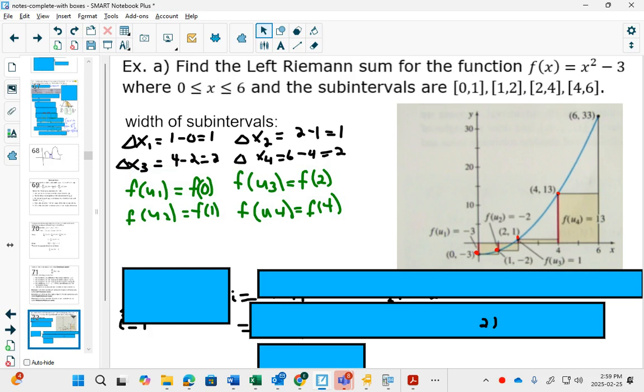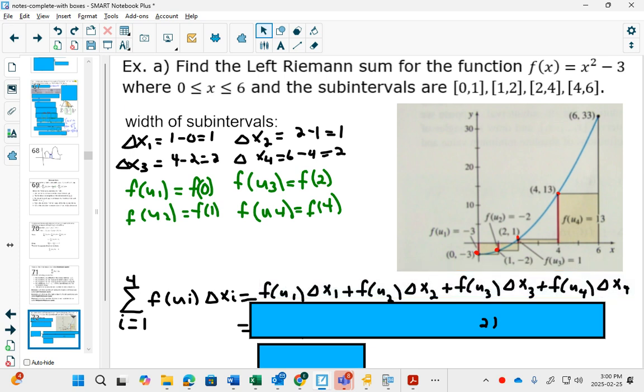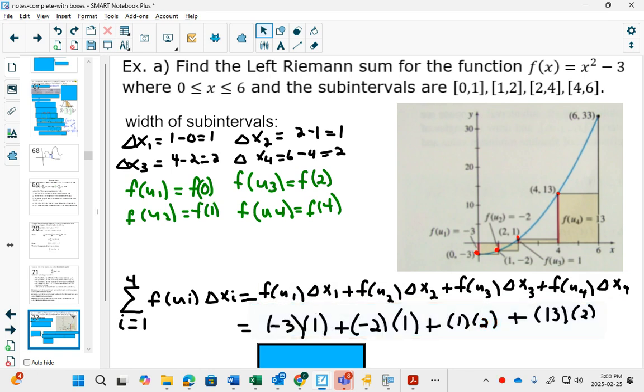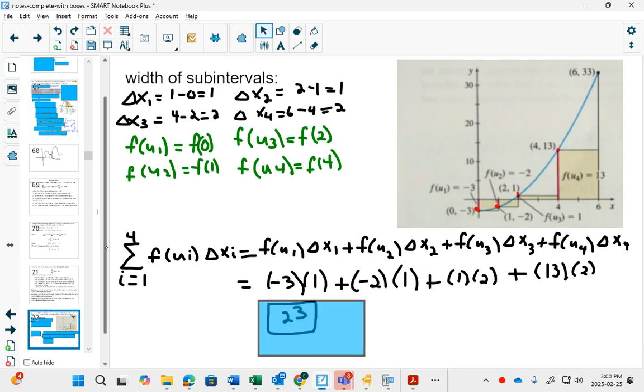So then, when we find the heights of each of those rectangles, we just plug in that left point. So when I plug in 0, I get -3. When I plug in 1, I get -2. When I plug in 2, I get 1. And I plug in 4, I get 13. I add up all those rectangles. So in this example, maybe you don't even have to write that down. Going to add up all those rectangles, we're going to get 23.